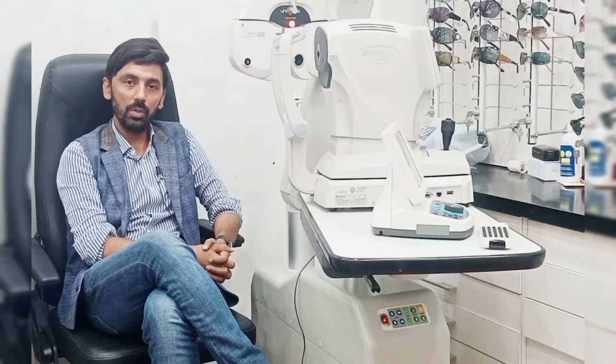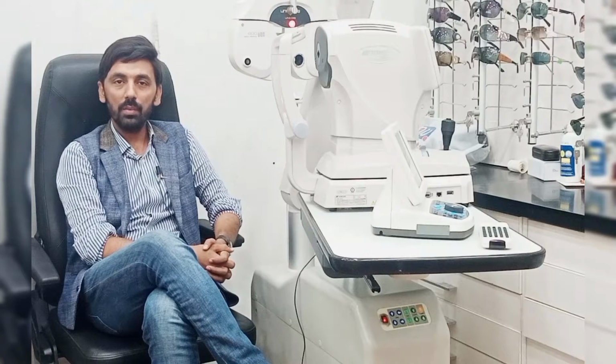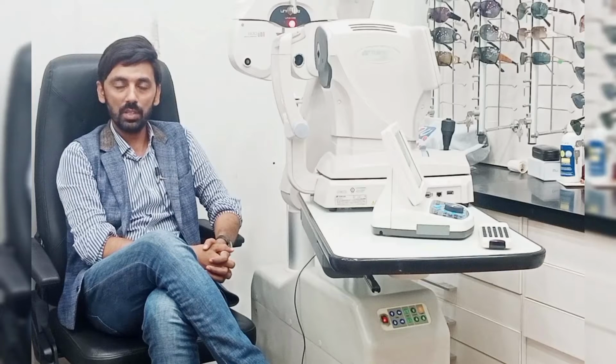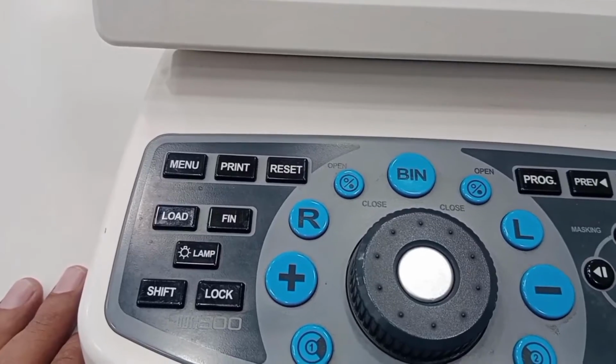In our previous videos, we have learned how we can find the cylinder and the axis of the cylinder with the help of the physical Jackson cross cylinder in subjective refraction. But this video is all about subjective refraction, the cross cylinder, with the help of the digital refractor. So first we will talk about some remaining settings.